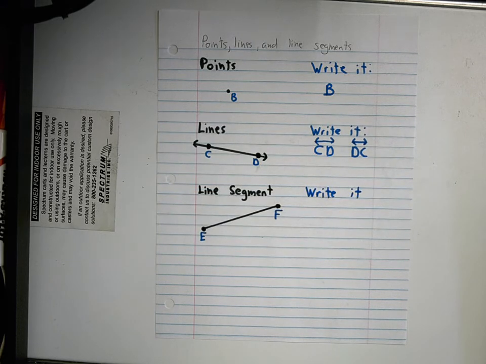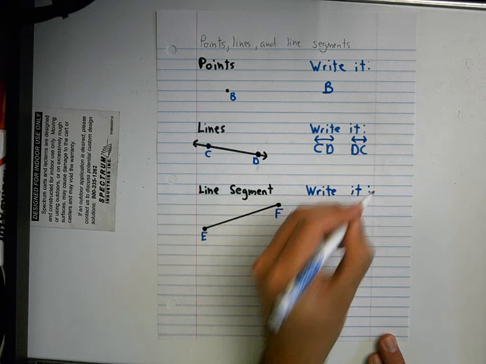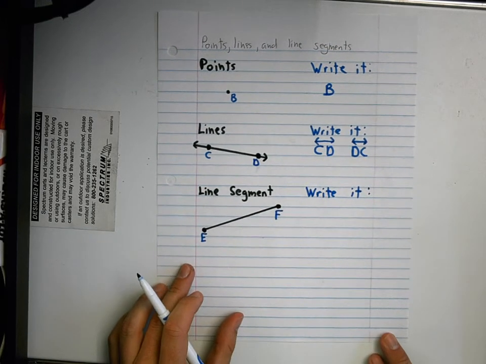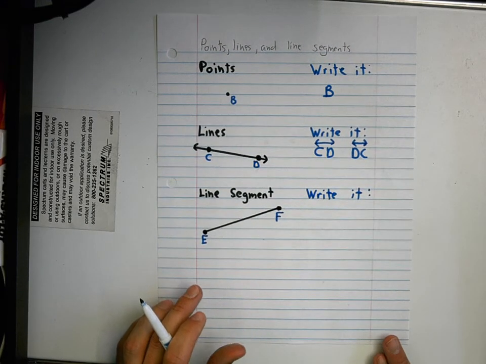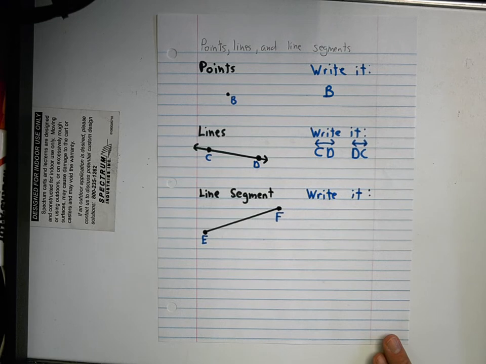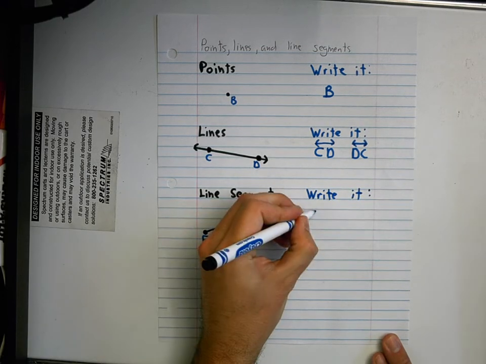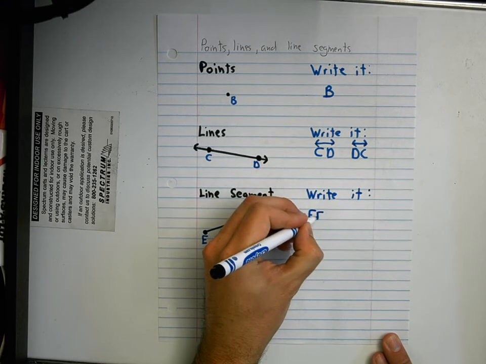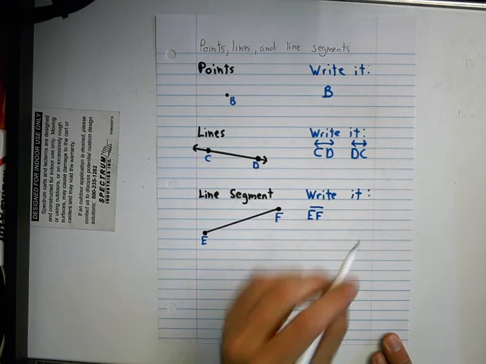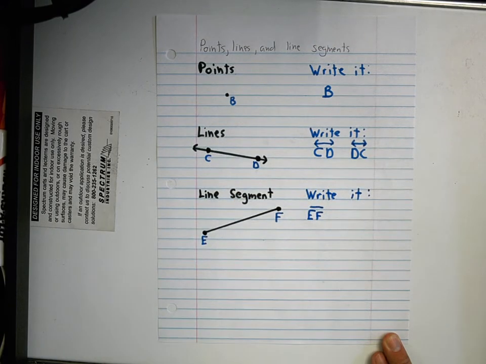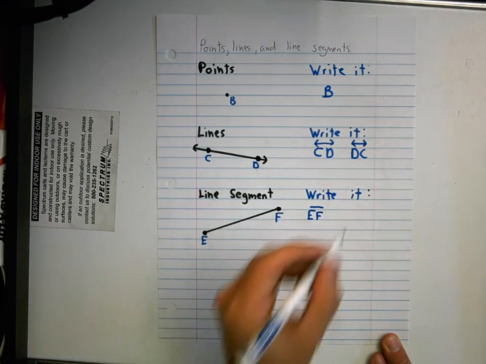Who can tell me how we write it? How do we write this line segment? There's two different ways to do it. You could write EF with a line over it. Do I need arrows on the end of this line? Or is it just like, okay, how else? Or you could do FE.